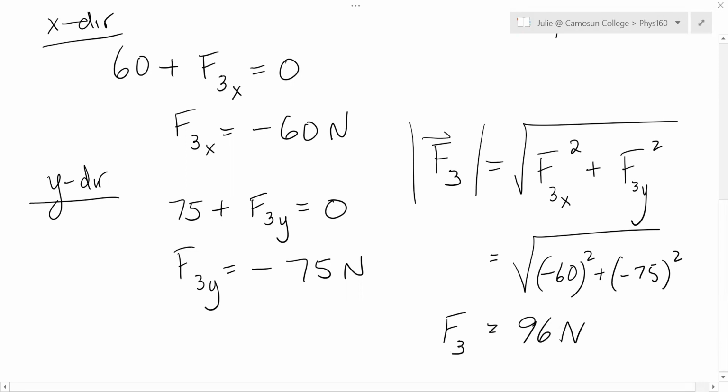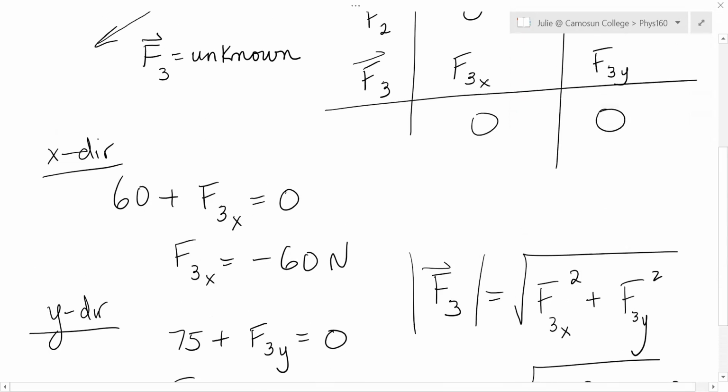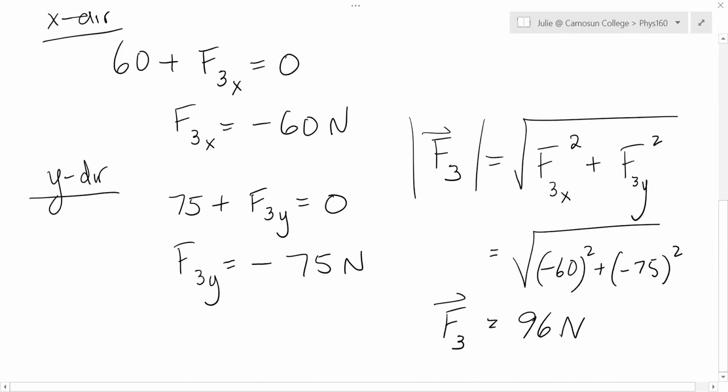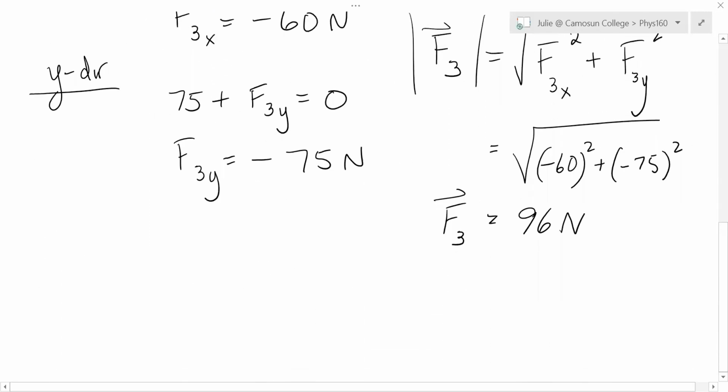Okay, now if we wanted to know the angle, this question doesn't ask the angle, but if we did want to know the angle, this one, then we would use that the tan of that angle is F3y over F3x. Okay, so that's how you do that one. Let's do the next one.